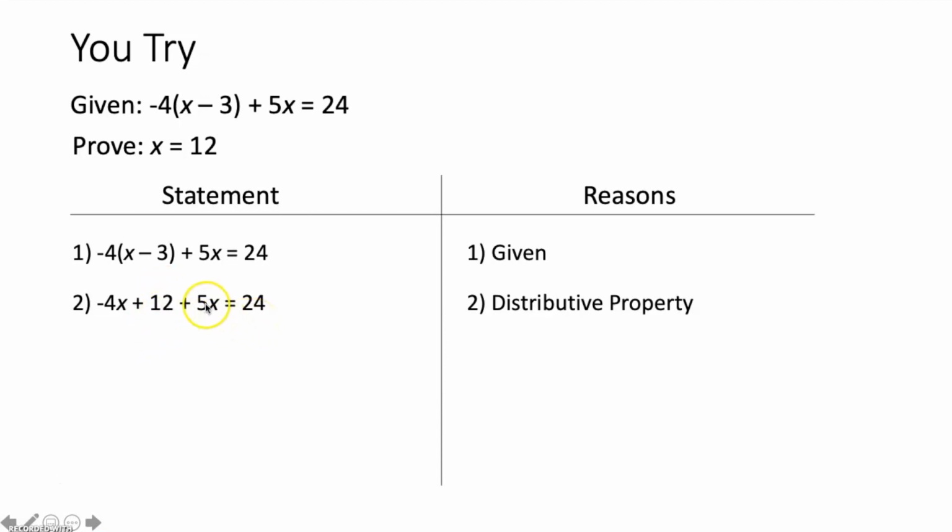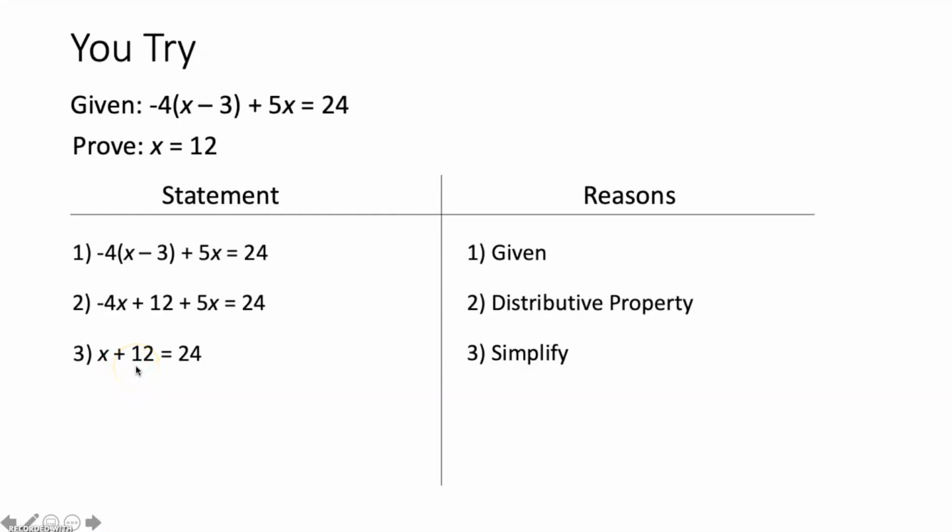The other would be that I can combine like terms. So I could take this 5x, add it to the -4x, and that would give me positive 1x. So what allows me to just simplify the equation up here? That would be simplifying. Next, I need to solve for x. So how do I get x by itself?